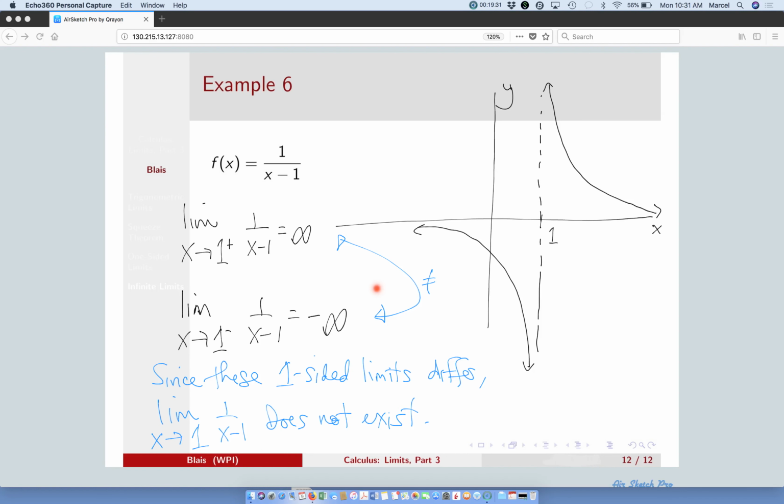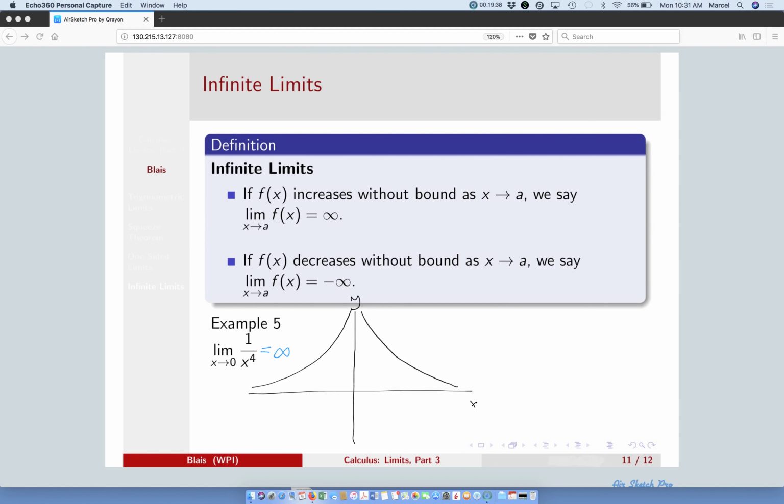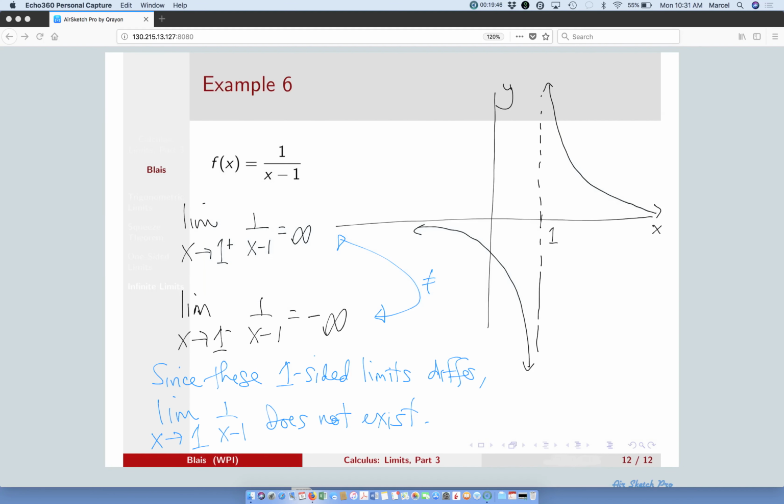But this is a different type of limiting behavior than the previous example, because in that example, as x went to 0, we still had a non-existent limit, but it's blowing up to positive infinity. So we describe it in this way. In this case, we have this different scenario where the one-sided limits are not agreeing.